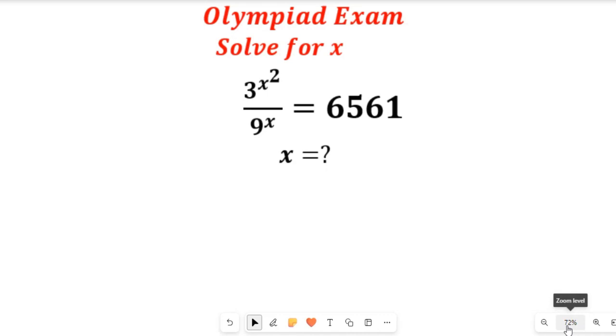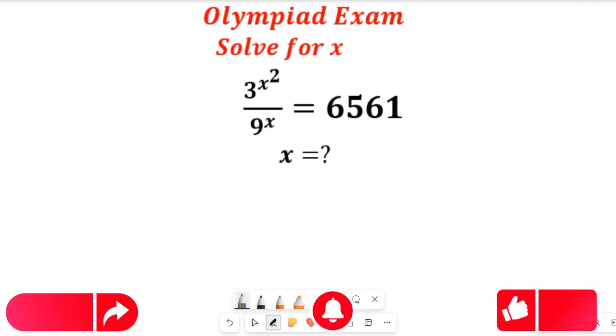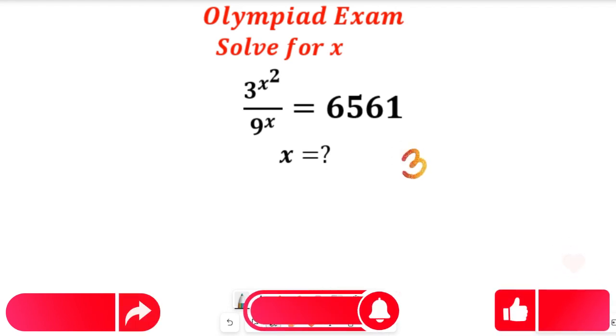In this video, you will learn how to solve for x in this nice Olympiad exam algebraic question. We are asked to find the value for x in this given expression. Now, to find the value of x, I want you to note one simple thing: from this expression, we can simply say that 3 to the power of 2 is equal to 9. There's no dispute about that.